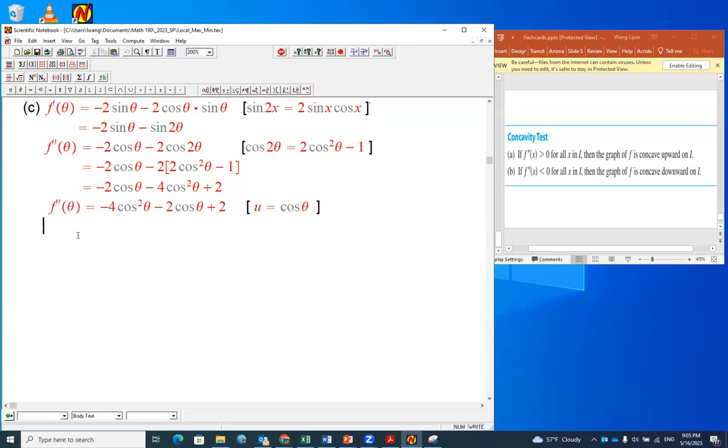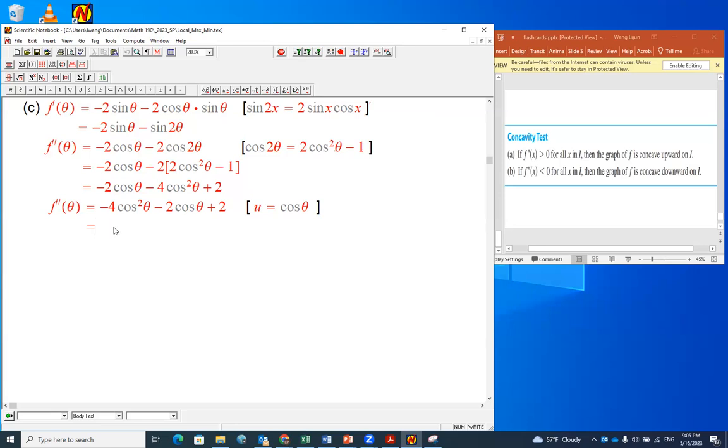Of course, we still want to factor this. We want a factored form, because from the factored form we can tell about the concavity. Our goal is to tell the concavity, so we want the sign of the second order derivative. We're going to turn that into a product.